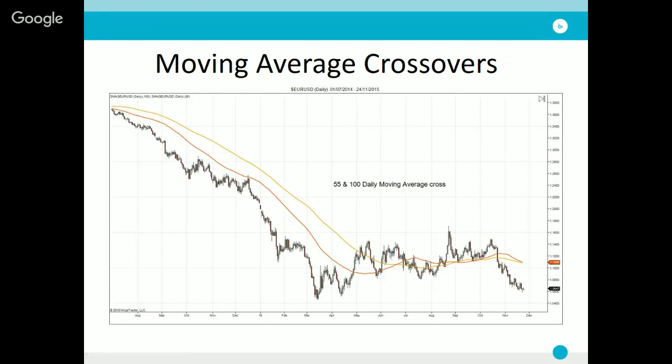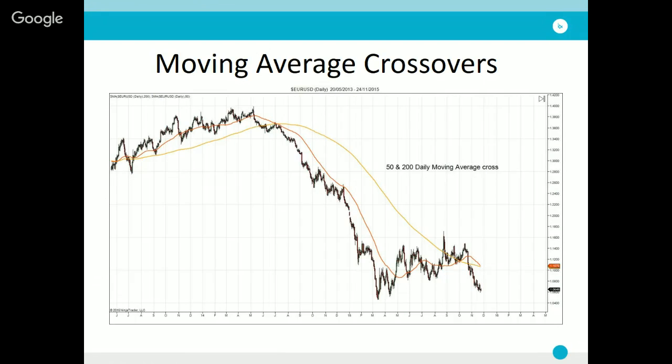Here we have the 55-day and the 100-day moving average crossovers. Now obviously this is a much longer term crossover we're looking at, and you can see instantly that the moving averages are far less sensitive to the swings in price, and we have far fewer crossovers to generate trading signals.